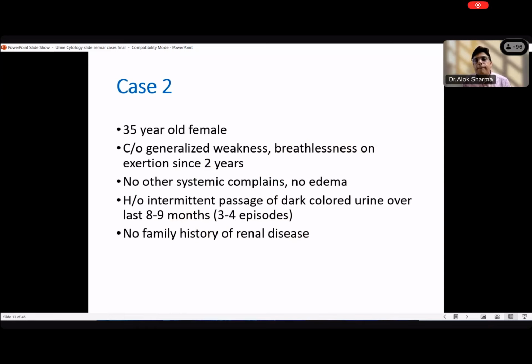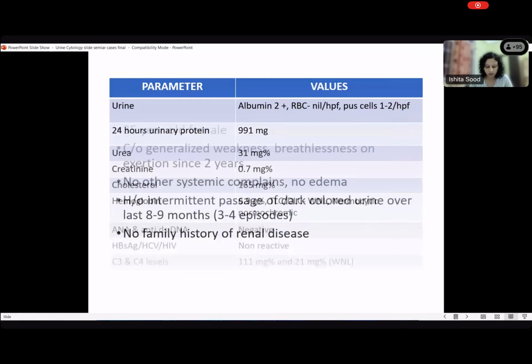Dr. Nishita? A 35-year-old female complaining of generalized weakness and breathlessness on exertion since 2 years. No other systemic complaints, no edema. There's a history of intermittent passage of dark colored urine over the last 8 to 9 months. She's had 3 to 4 episodes. There is no family history of renal disease.